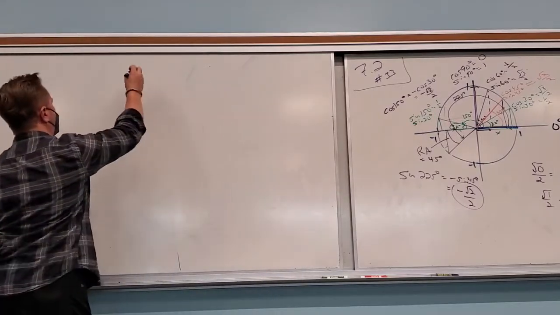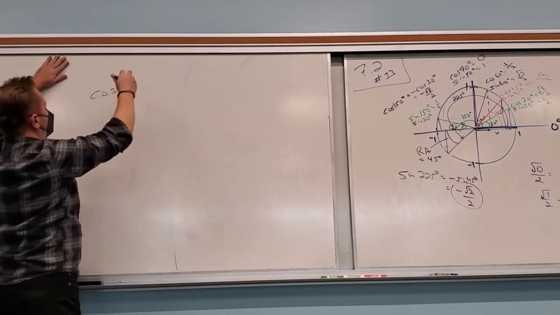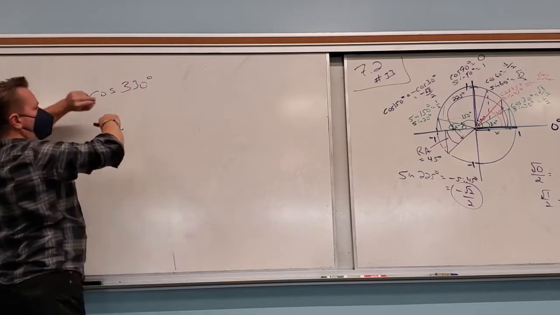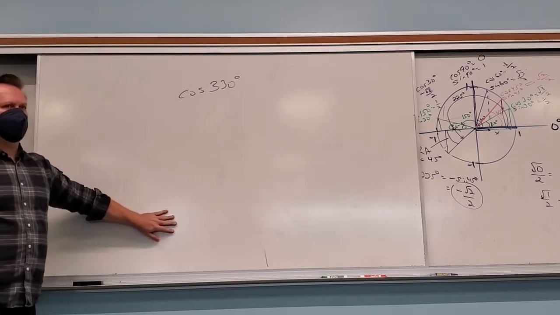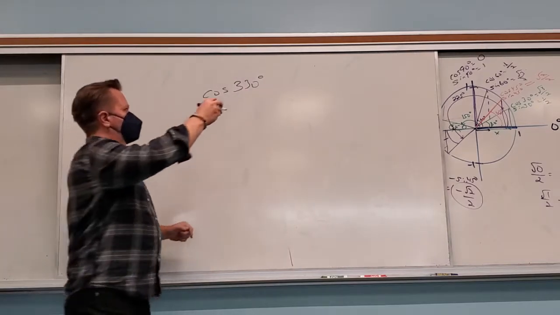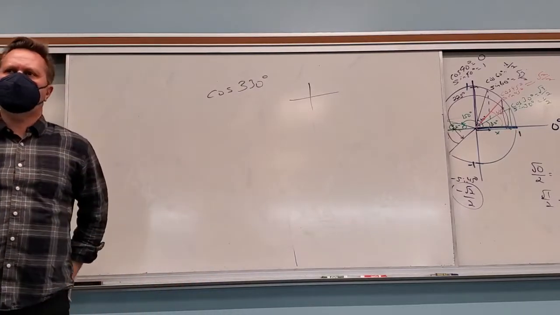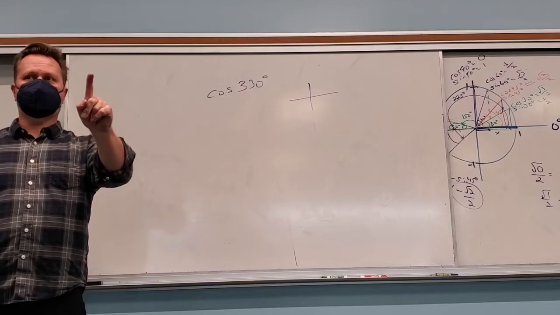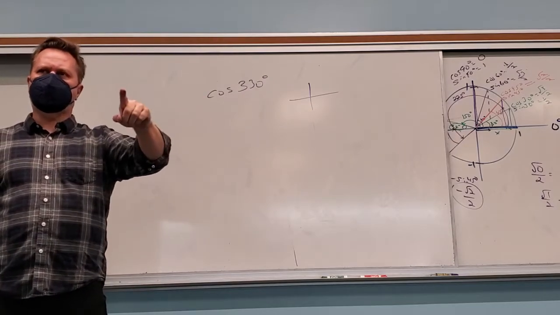So if I ask you, what is the cosine of 330 degrees? Can you take a minute, draw this and try to indicate where that is? Don't say it out loud. Trying to figure out which quadrant it's in, and then what the reference angle is. Don't say it.